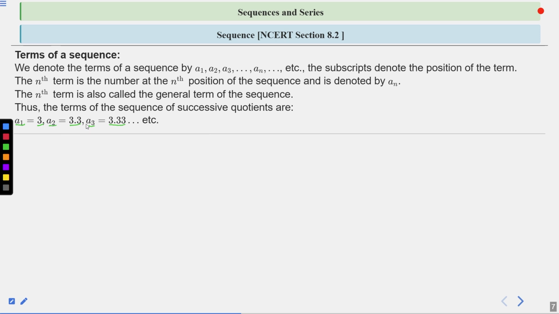If you observe here, after the decimal, how many 3s are you having? In this case, 1. So 2 minus 1. In this one, after the decimal, how many 3s are you having? 2, meaning 3 minus 1. And for the nth position, you will have after the decimal how many 3s? N minus 1. Clear? I hope that you can represent your nth position term by AN. Simple. Moving to next.